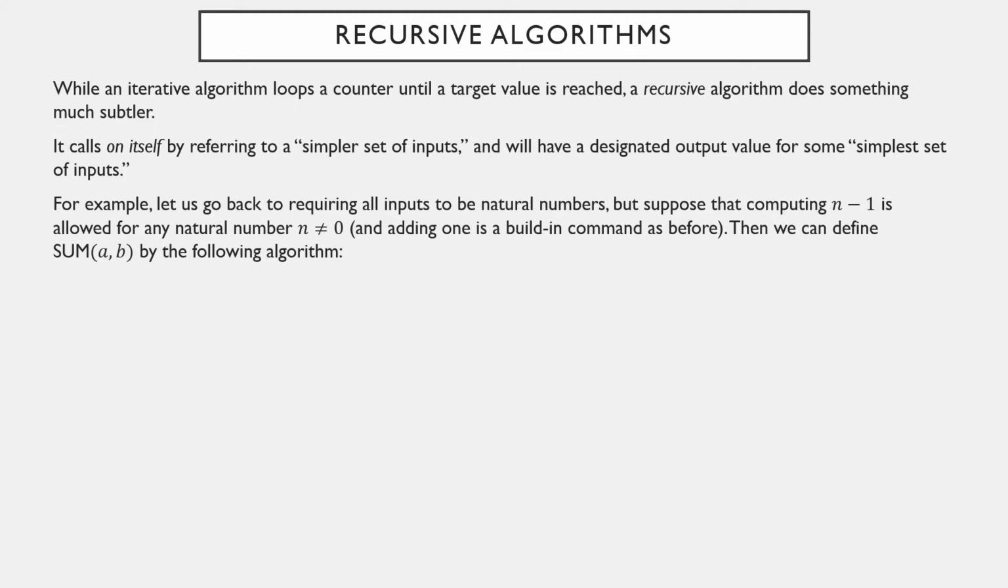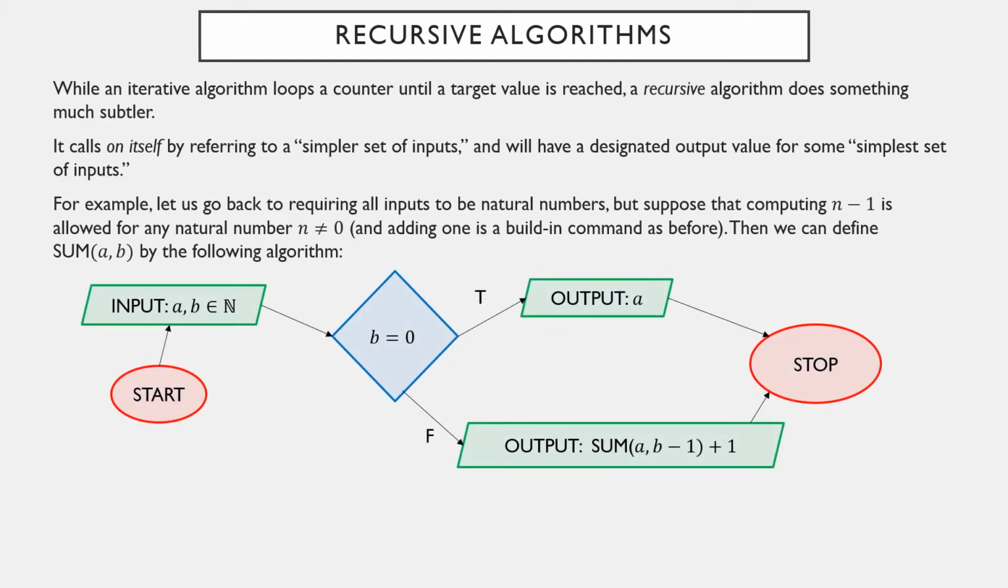We're going to require all inputs to be natural numbers, but let's suppose that we can compute n minus 1 in addition to n plus 1, as long as I don't attempt to compute 0 minus 1. So we're only allowed to work with natural numbers, 0, 1, 2, 3, and so forth. And our built-in operations are not just adding 1, but also subtracting 1. Then we can define the sum of two natural numbers through the following algorithm.